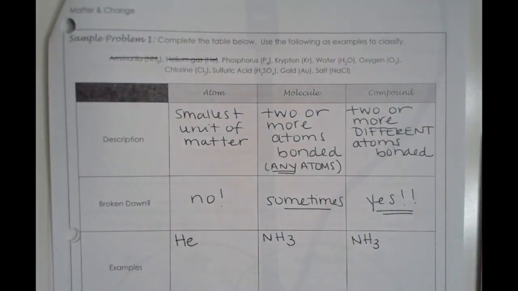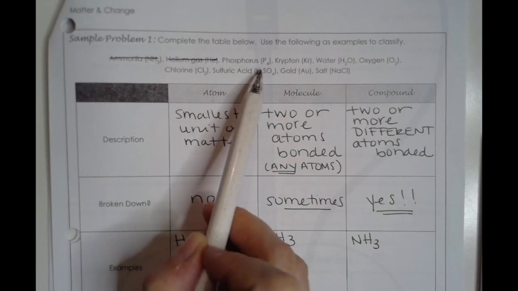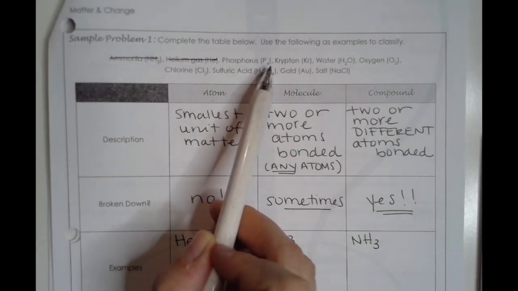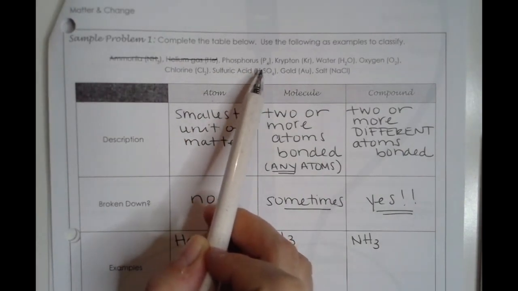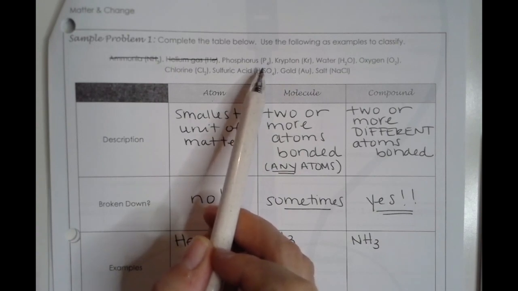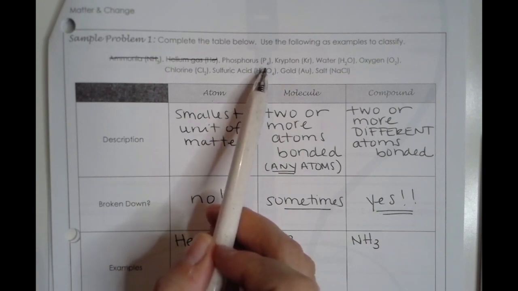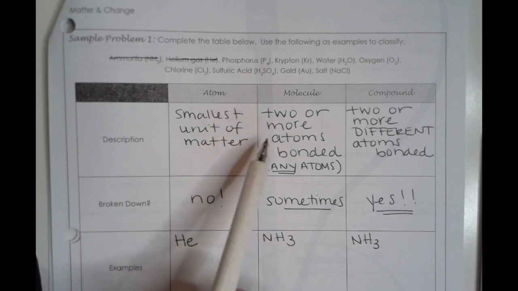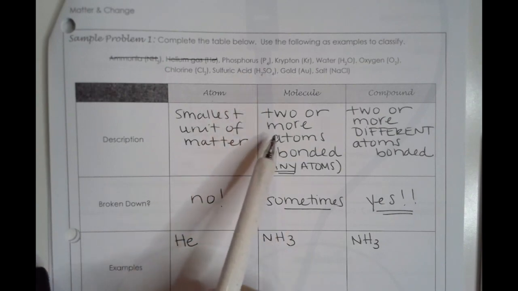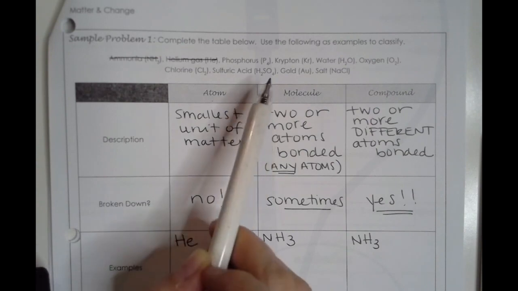The next one is phosphorus. Now notice phosphorus comes in groups of 4. It doesn't like to exist on its own. So I literally have 4 phosphorus atoms that are bonded to one another. Because I have 4 phosphorus atoms that are bonded to one another, again, they're bonded. So in this case, this must be a molecule. It's 2 or more atoms that are bonded. In this case, I have 4 phosphorus atoms put together.